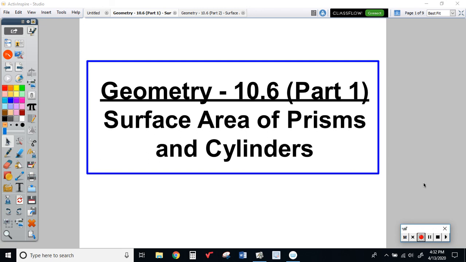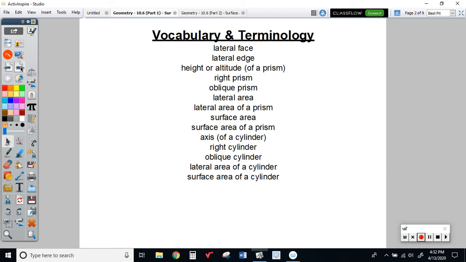Hello, geometry students, and welcome to lesson 10.6, part 1, surface area of prisms and cylinders. We're separating this lesson into two parts because we felt like it would just be way too much to try to combine into a single lesson to do surface area of prisms, cylinders, cones, and pyramids all in one lesson. We're splitting that up into two parts. I think you'll see why here.